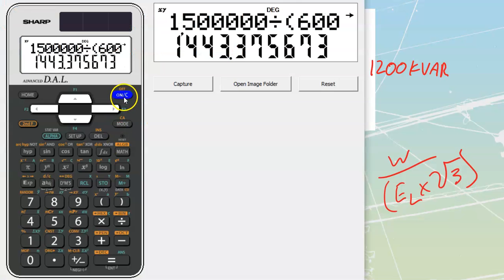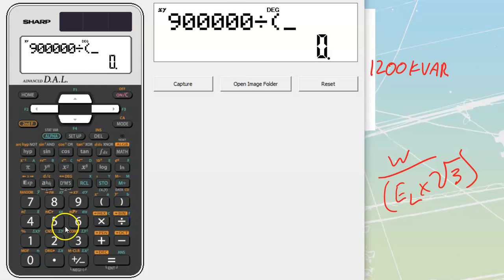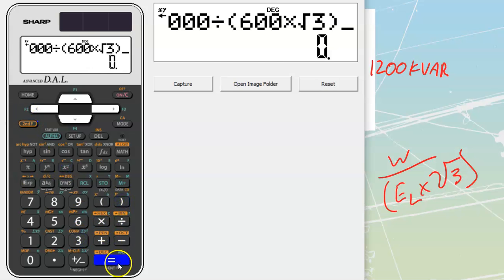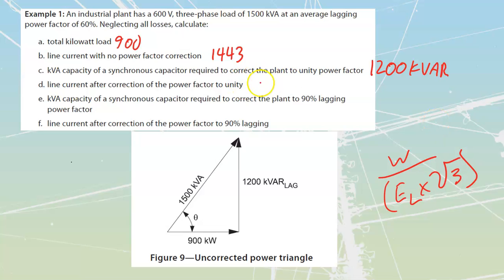We'll take in 900,000. That's a 6. We need this one here, 900,000 divided by 600 times root 3. Gets me to a value of 866 amps. So 866 amps, that's a fairly significant drop for me to go down to there.